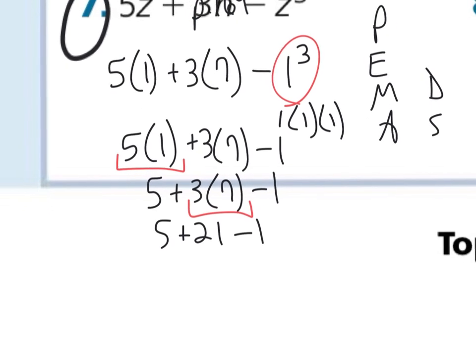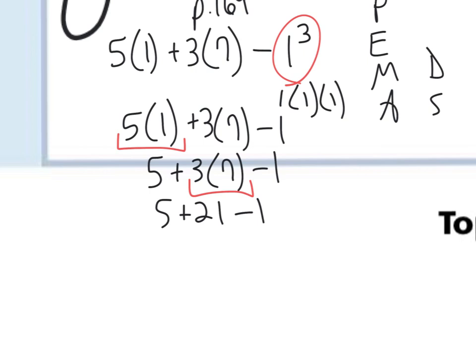And now we're left with adding and subtracting. So adding and subtracting, we work our way from left to right. So 5 plus 21 is 26, and then 26 minus 1, which is 25. And I know that takes a little bit of writing to get through that, but it's really good if you're organized with your work and just do one thing at a time. If you try and rush through or skip steps, then you're more likely to make a mistake.